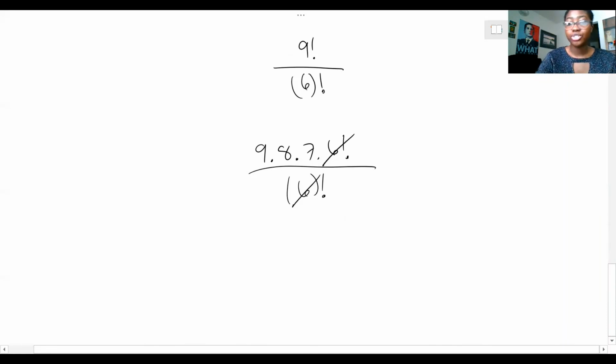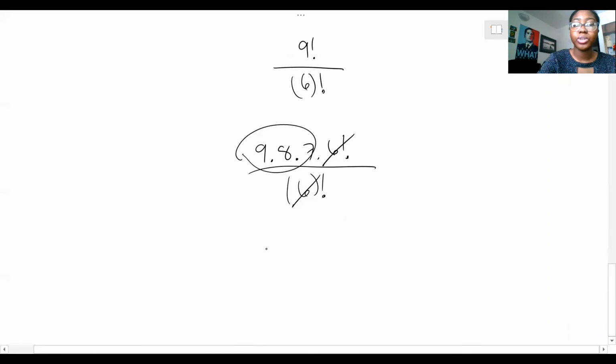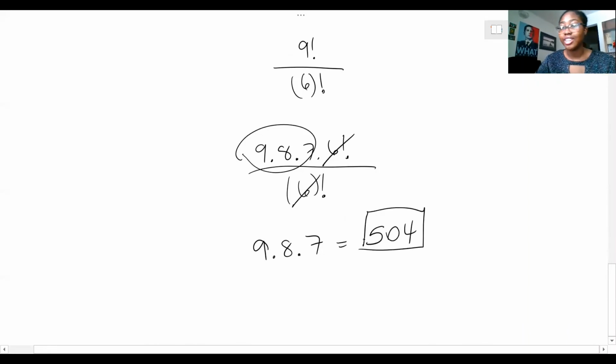Now, all we need to do is multiply what we have that wasn't canceled. So it's 9 times 8 times 7, which is equal to 504. So that is our solution. I hope I made it simple, and I hope I made it easy for you to understand.